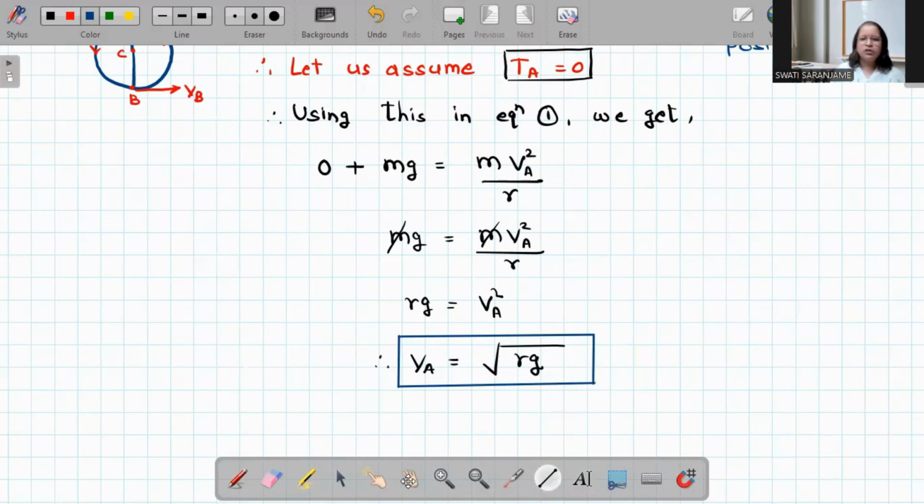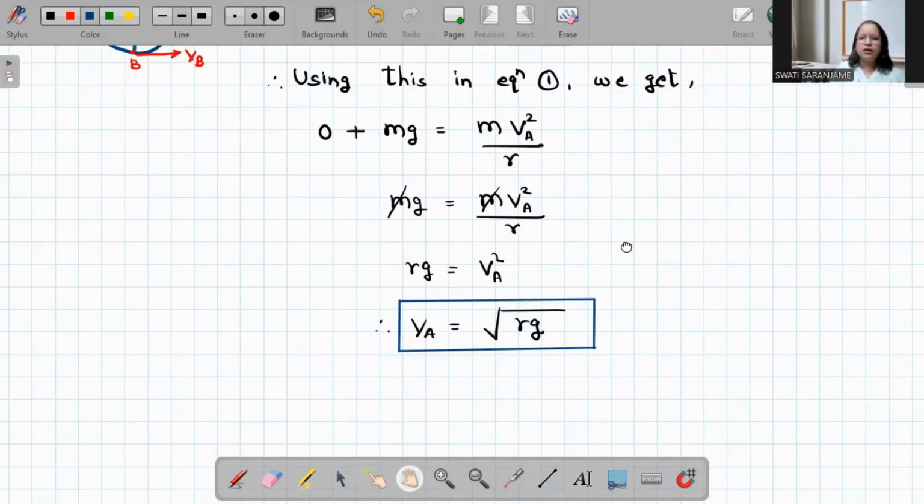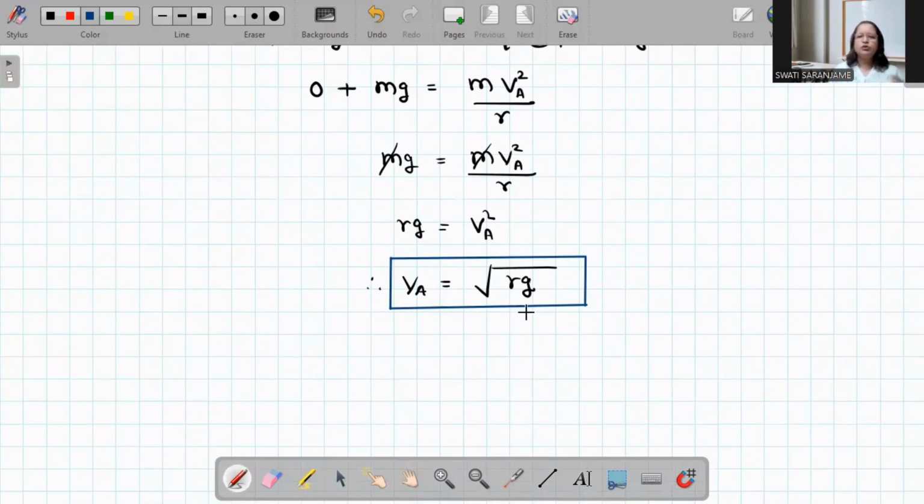So this is very much important, and what we have assumed is that this is tension. When that object reaches the highest position, the tension developed will be the minimum. And what is the minimum possible value? That could be 0. It won't be, but we are assuming TA is 0. So VA is under root RG, the speed it should acquire just to keep continuing the motion along the vertical circle. Okay, so let's call this equation 2.